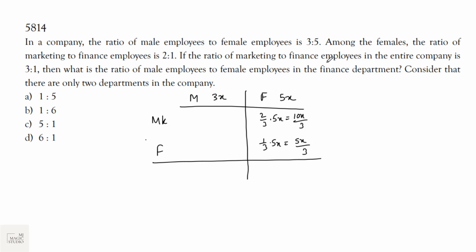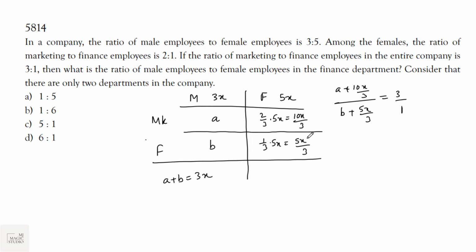If the ratio of marketing to finance employee in the entire company is 3:1, suppose this is A and this is B, that means A plus 10x by 3 upon B plus 5x by 3 is equal to 3:1, marketing to finance. Then what is the ratio of male employee to female employee in finance department? This ratio we are looking out for. Consider that there are only 2 departments in the company, and we also know that A plus B is equal to 3x.